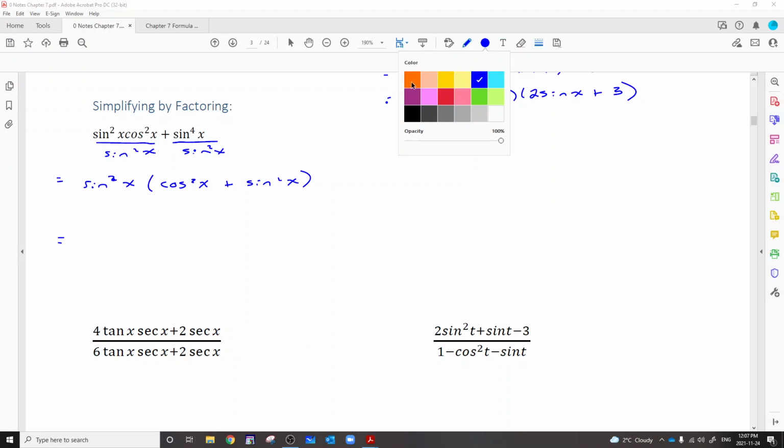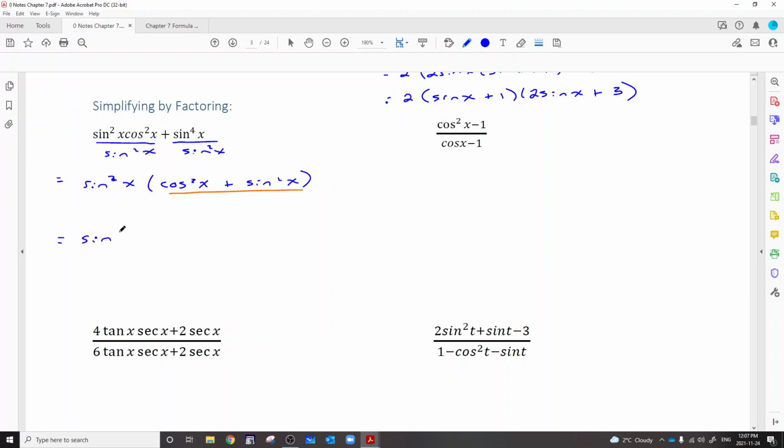Hopefully you're starting to spot the Pythagorean identities. So even though on your page it's written as sine squared x plus cos squared x, commutative property of multiplication, they can be written in any order, but I can replace that with 1. So this is going to simplify to just sine squared x, which is way simpler.